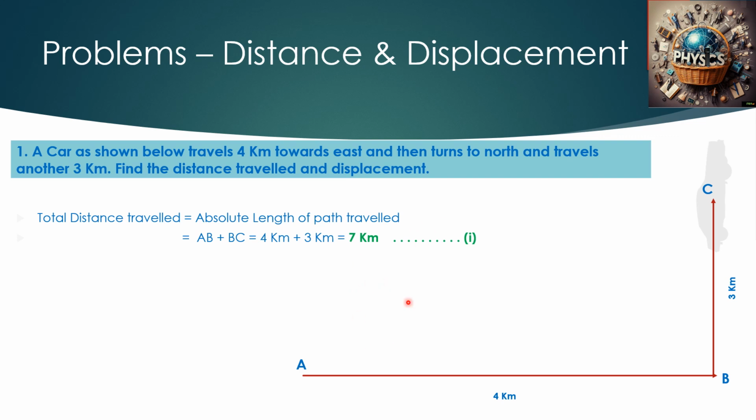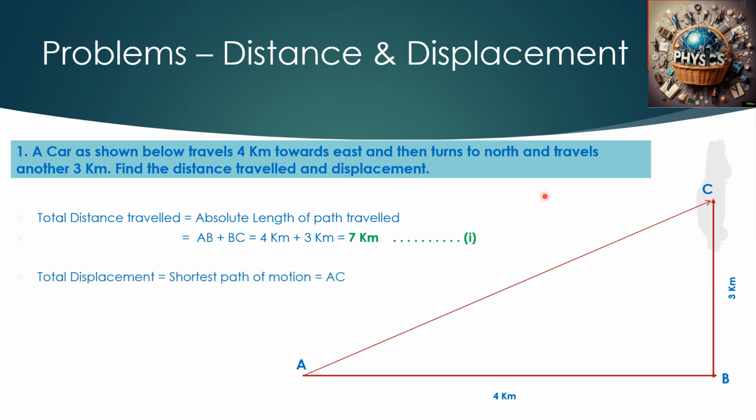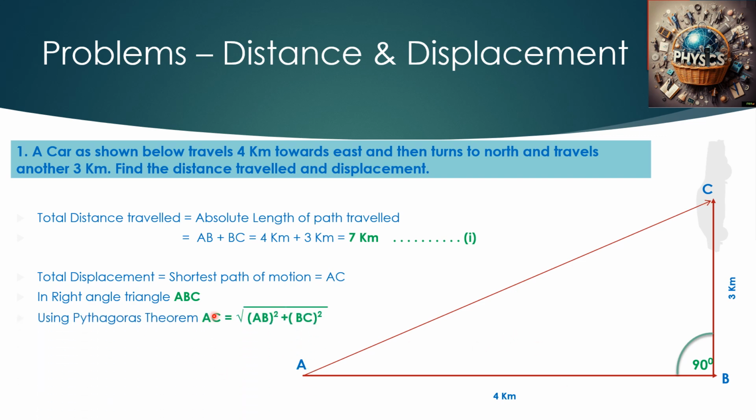And then we need to find the displacement. As we know, displacement is the shortest path between the starting point and the end point. In this case, AC is the displacement. Since it is a right angle triangle, we can find AC using Pythagoras theorem, wherein AC equals the square root of AB square plus BC square. Taken together, we get AC equal to the square root of 4 square plus 3 square, which is nothing but 5 kilometers. And the direction is towards northeast.